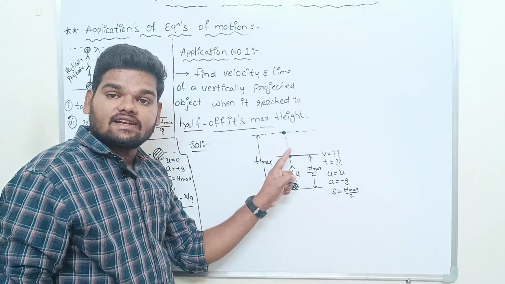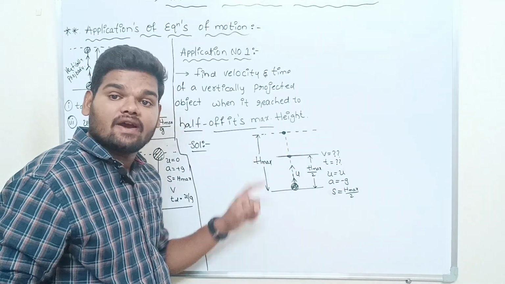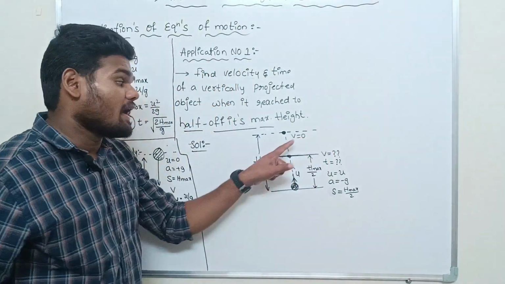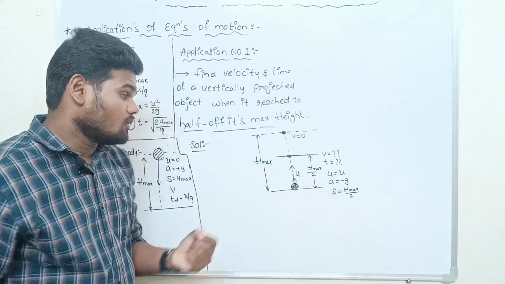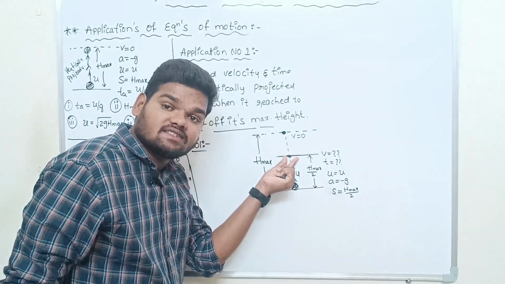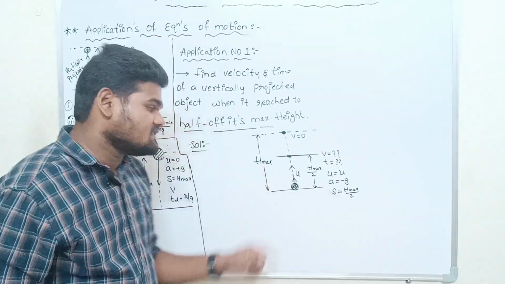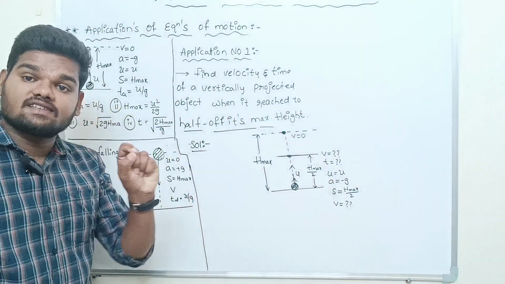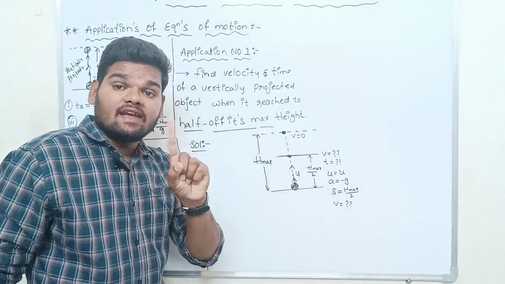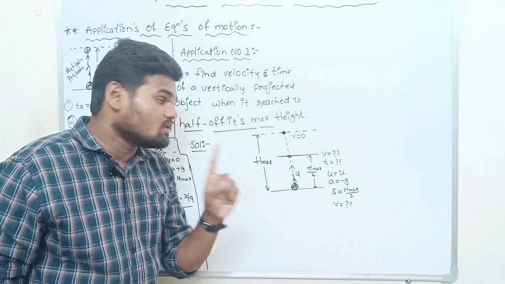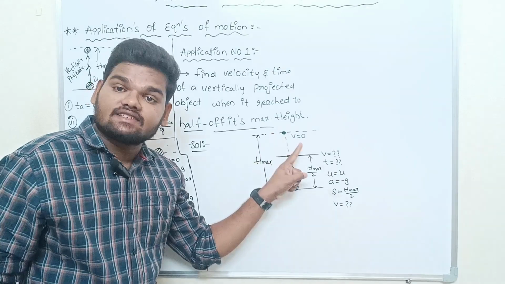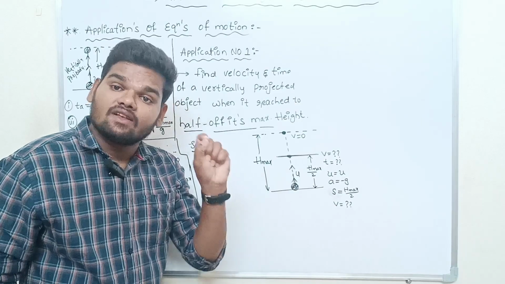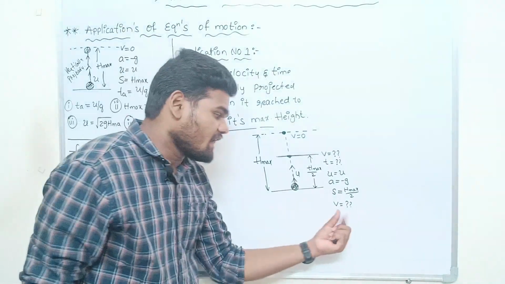Whenever the vertically projected object reaches the maximum height, what is its final velocity? Zero. At the maximum height, its final velocity is 0. But at half of its maximum height, the object has some final velocity; it does not equal 0. Only at the maximum height is the final velocity 0. That means at half of the maximum height, there exists some final velocity for the object. Now we have to find it.